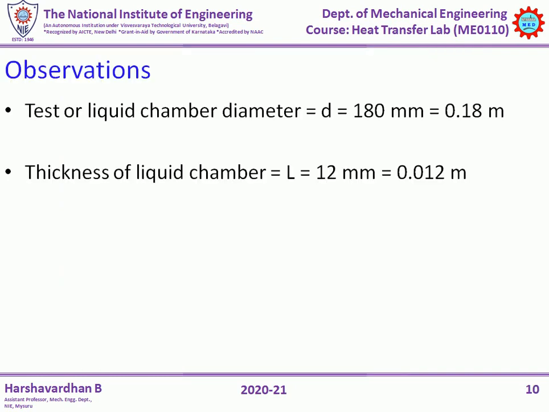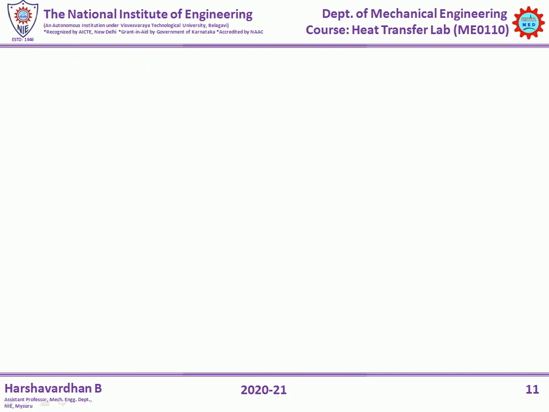Before we conduct the experiment, important observations to be made with respect to this experiment are: liquid chamber diameter will be 180 mm or 0.18 meter. This diameter is important in determining the area perpendicular to the heat conduction. And the thickness of the liquid chamber will be 12 mm. This parameter is important to determine the temperature gradient.